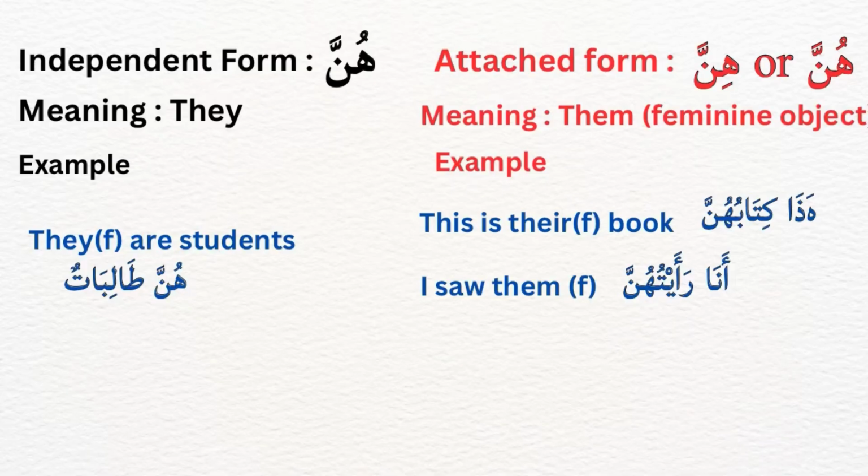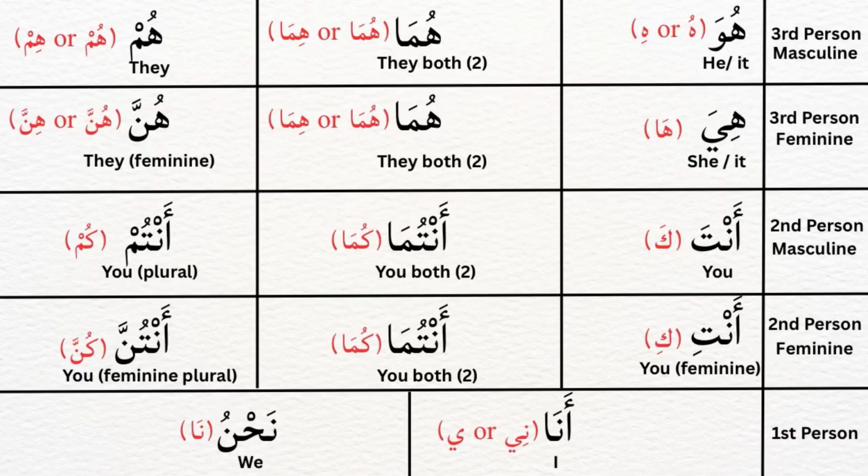Now comes hunna. The attached form of hunna is either hunna or hinna, meaning them in case of feminine object. For example, this is their book. هذا كتابهن. Next example, I saw them. أنا رأيتهن. So that was for third person attached pronouns. Now we'll move on to second person attached pronouns.